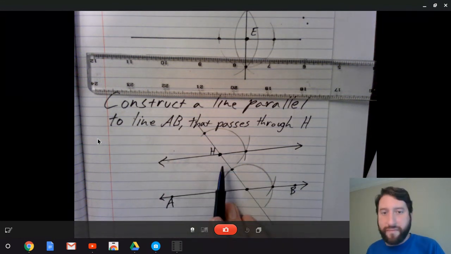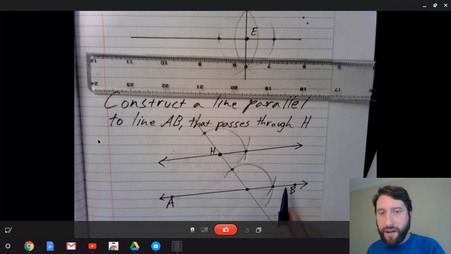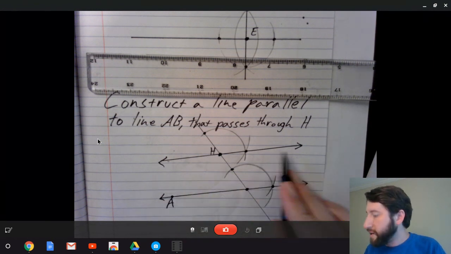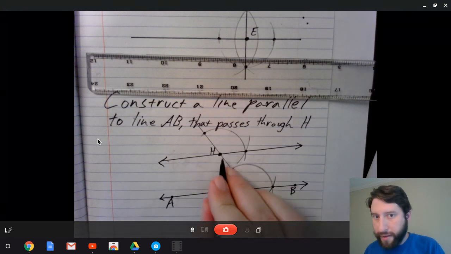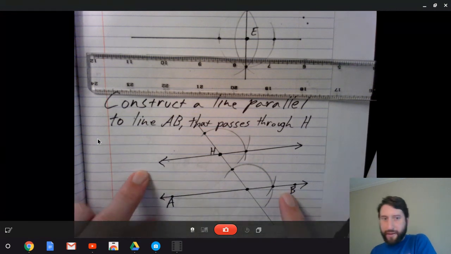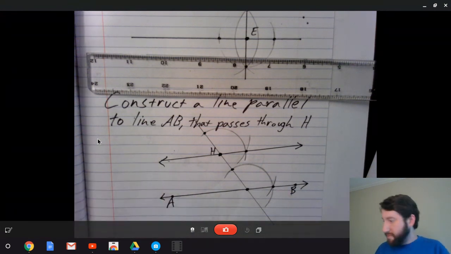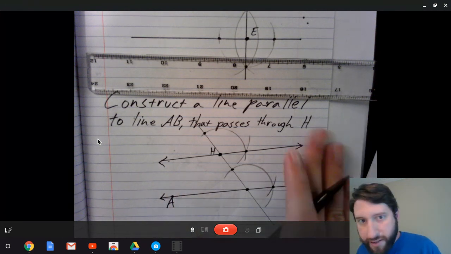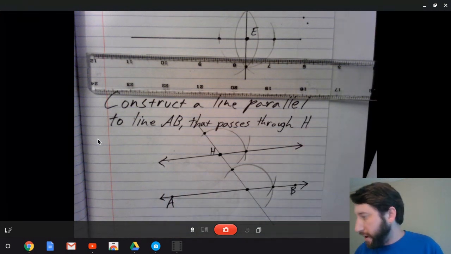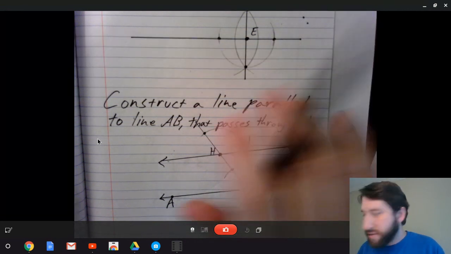Now I have two lines that are parallel. So this line is parallel to line AB, and it passes through point H. So these are two parallel lines. Now just do a lot of practice with this, okay? Because this will be on the test. It might even be on a CBA. You never know. Same thing for this one.